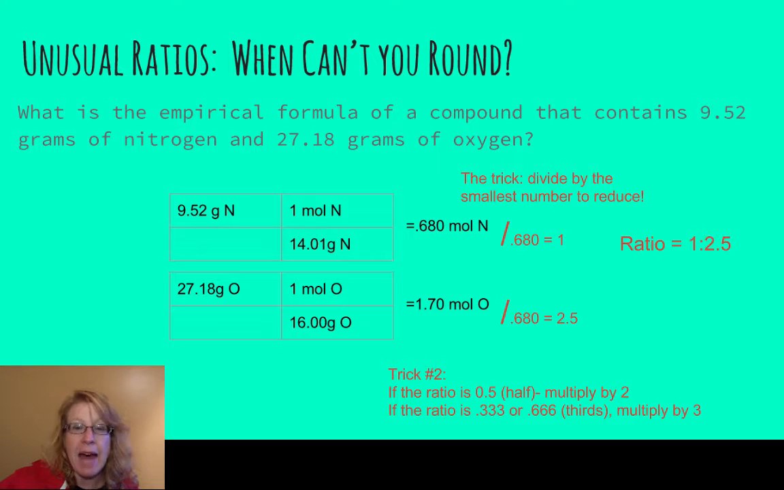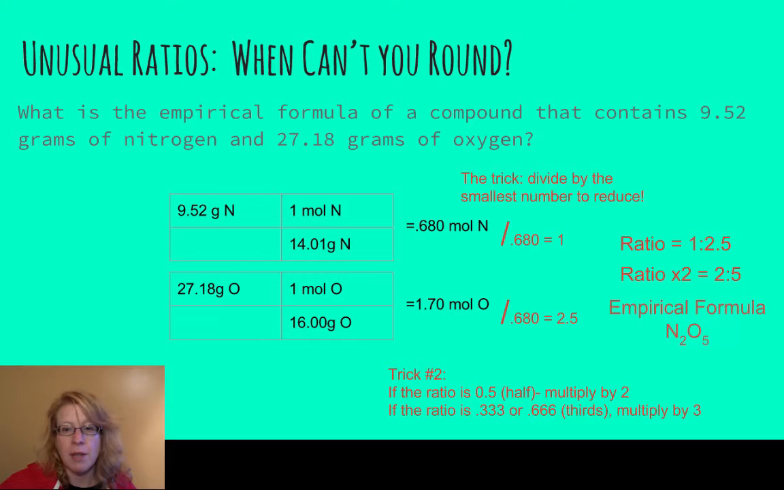So if this is a half, 2.5, I'm going to multiply both numbers by 2. In this case, I would take my ratio of 1 to 2.5, multiply everything by 2, and I end up with a ratio of 2 to 5, because 2.5 times 2 is 5. So this actually becomes nice whole numbers, and I can use this. My empirical formula here is N2O5. Again, that's a little bit of a tricky one.